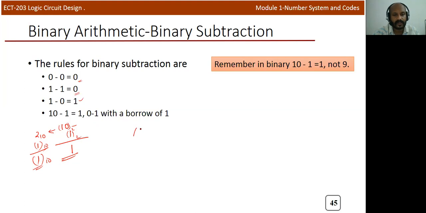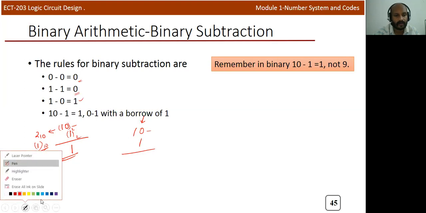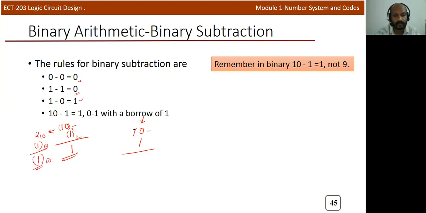But when you use this 10 minus 1, there is another problem. If you consider this particular column, here it is a 0, we cannot subtract 1 from 0. So we'll borrow 1 from here. Now here it becomes 0, and this value becomes 10. So instead of this 0, we will consider a 10.